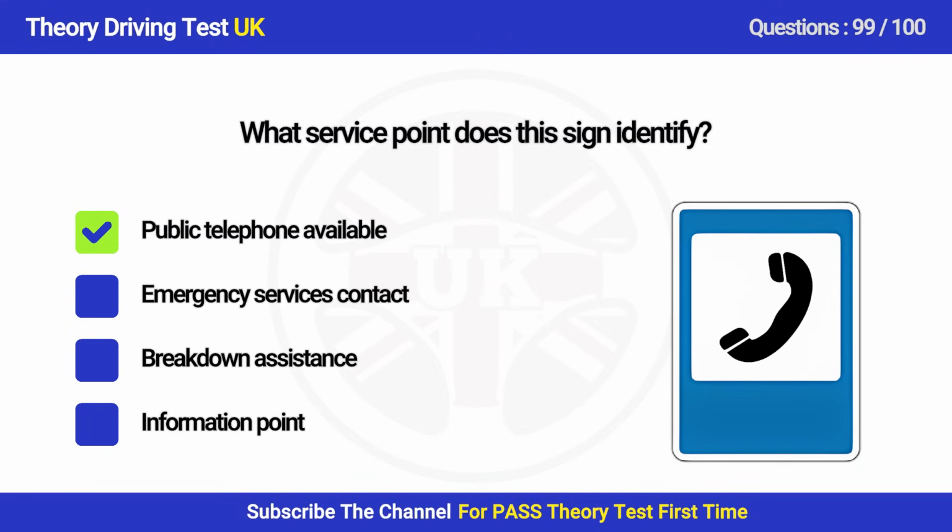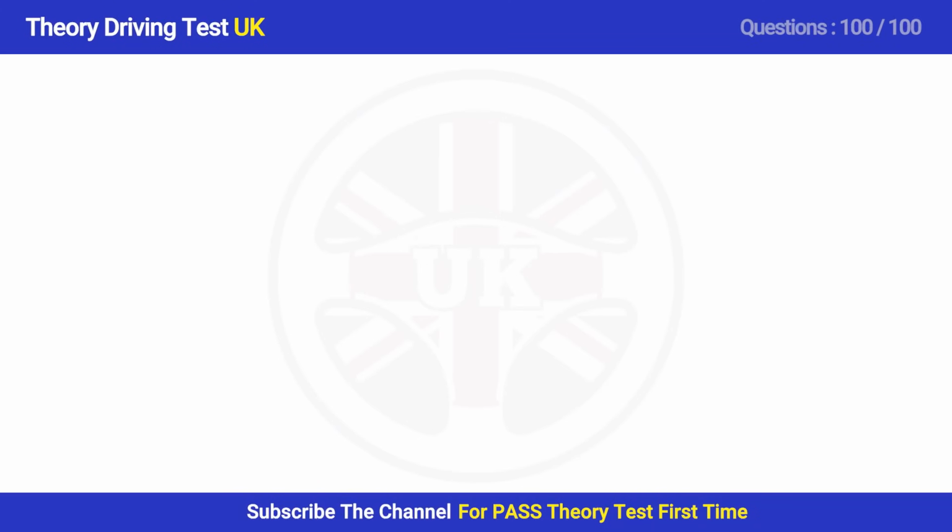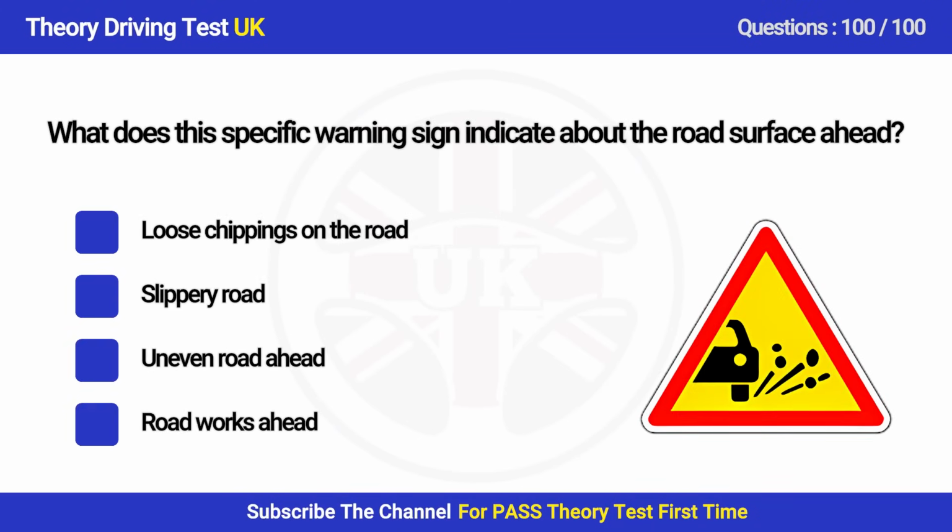Answers is A. Public telephone available. This sign indicates a public telephone, usually a roadside emergency phone. In modern times, these are less common due to mobile phones, but they can still be found, particularly on motorways or in remote areas. Question 100. What does this specific warning sign indicate about the road surface ahead?